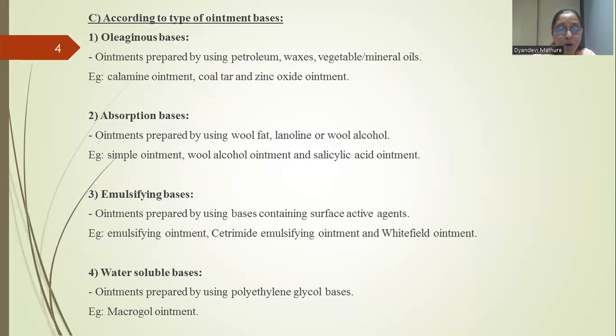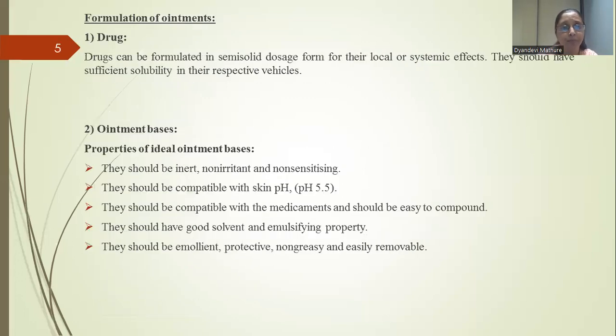And the next one is water soluble base. Again, the name indicates these bases are soluble in water. The best example is polyethylene glycol, which is also called macrogol. Therefore the example of ointment prepared by using water soluble base is macrogol ointment. So these are the four types of classification of ointment based on their bases.